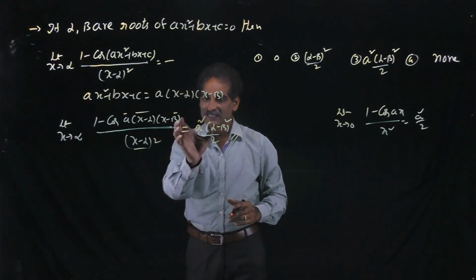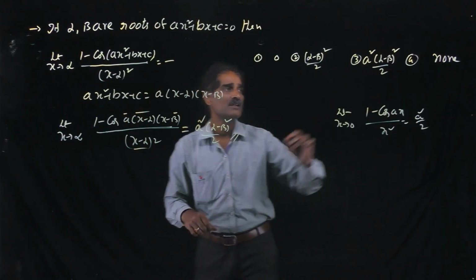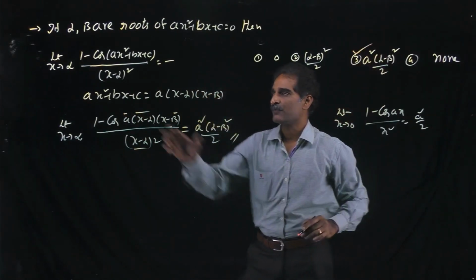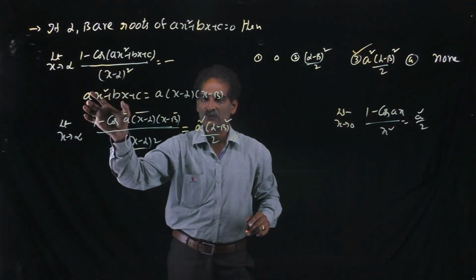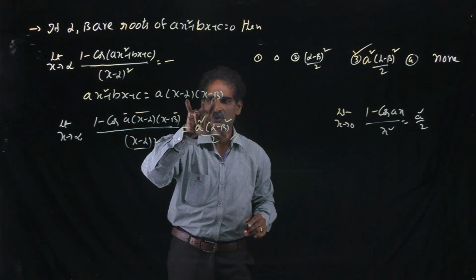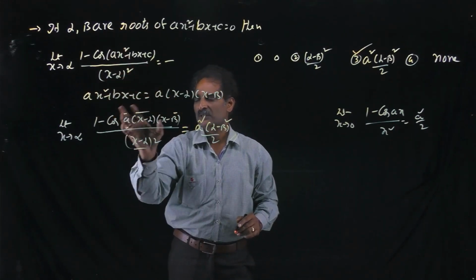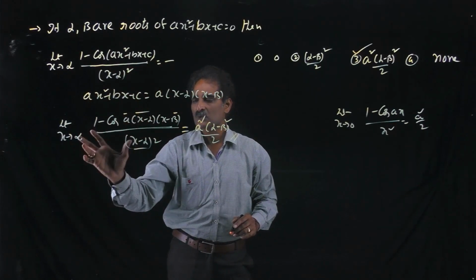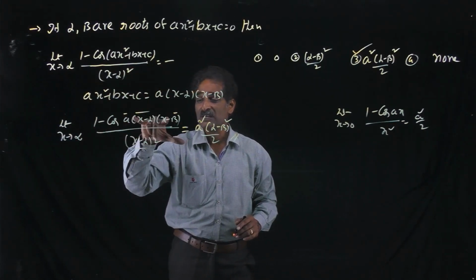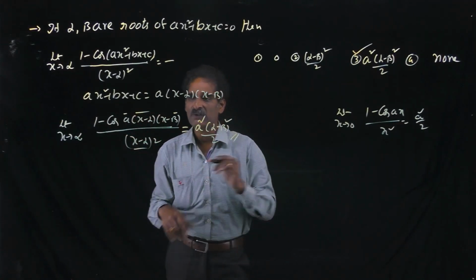Okay, a square by 2, a square by 2. So this is the answer: a square into (alpha minus beta) whole square by 2. If alpha and beta are the roots of this type of equation, then we can write a into (x minus alpha) into (x minus beta), because these are roots. So replace this value by this in this equation, and we'll get it like this. As x tends to alpha, this is constant, this is constant. 1 minus cos of constant into x by x square gives constant square by 2, that is the value.